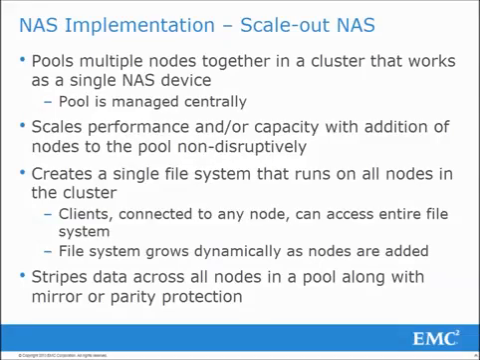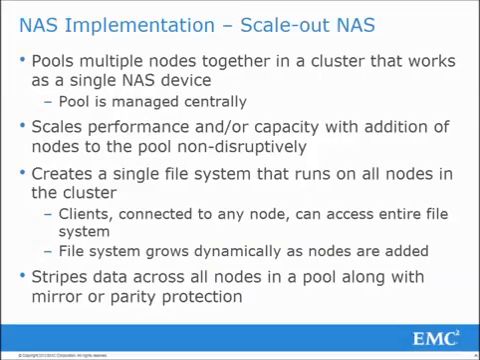Scale-out NAS also provides the flexibility to use many nodes of moderate performance and availability characteristics to produce a total system that has better aggregate performance and availability. It also provides ease of use, low cost, and theoretically unlimited scalability. Scale-out NAS creates a single file system that runs on all nodes in the cluster.